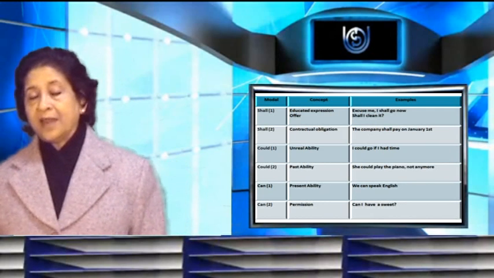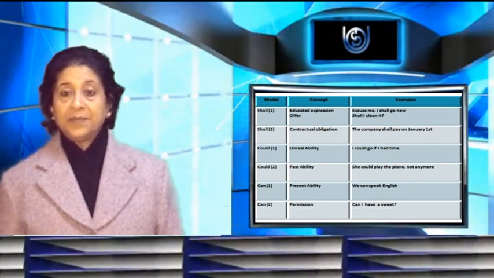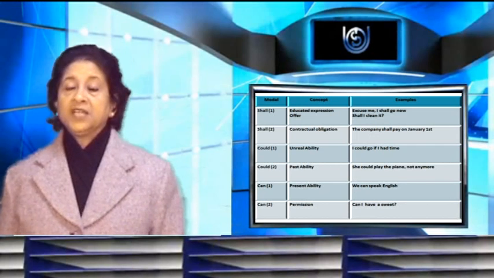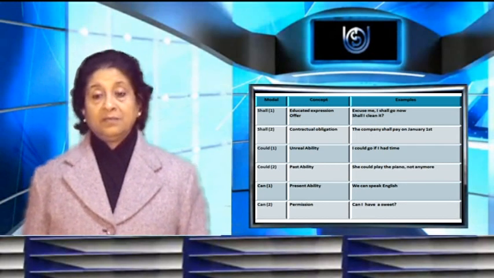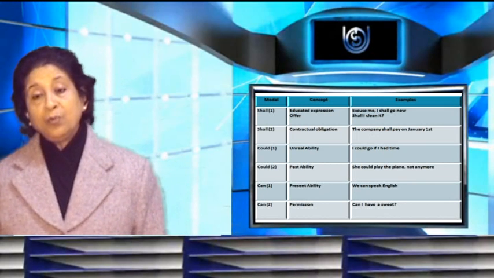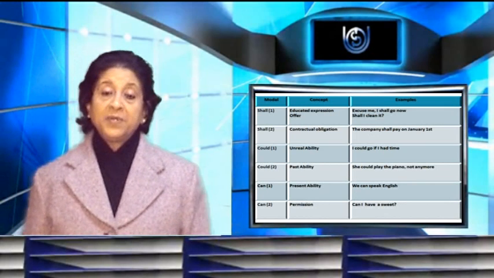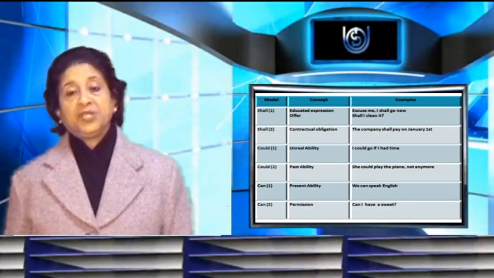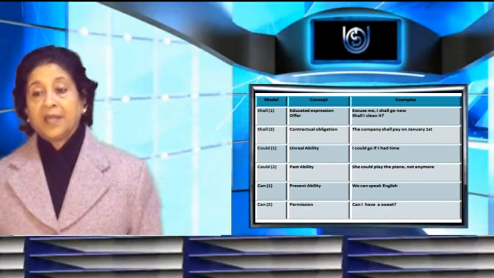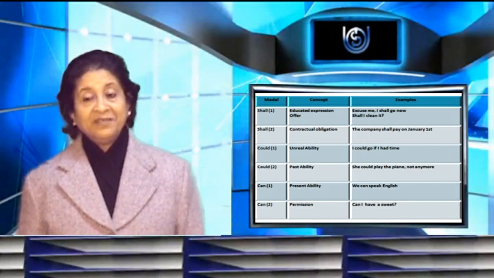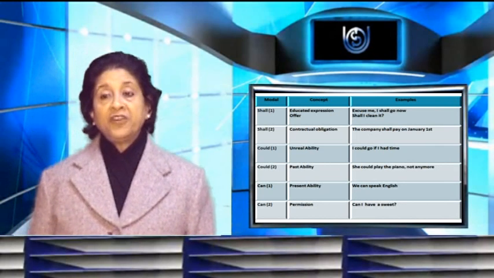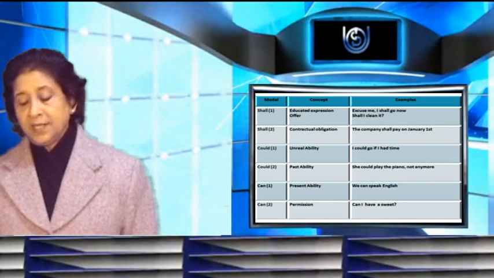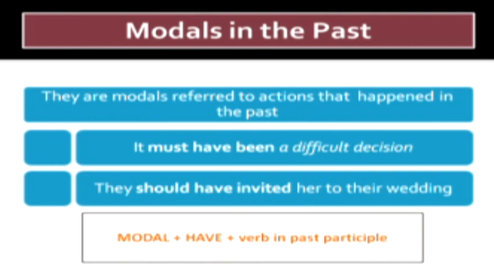Another modal is can, and the first concept is present ability. We can speak English. We can fluently. So this is the present possibility. And another concept is the situation of permission, when the can modal is used. Can I have a sweet? We are taking a permission. So in different situations, in different concepts, the modals are used differently.